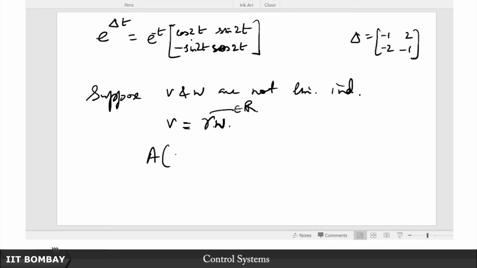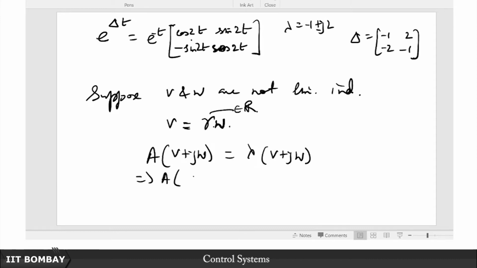What did we have there? We had A times V plus jW is equal to lambda times V plus jW, which in our case was -1 plus j2, plus minus j2, whatever. So then what would we have? We would have V being nothing but gamma times W. So I can substitute it here: A times gamma W plus jW is equal to lambda times gamma W plus jW.